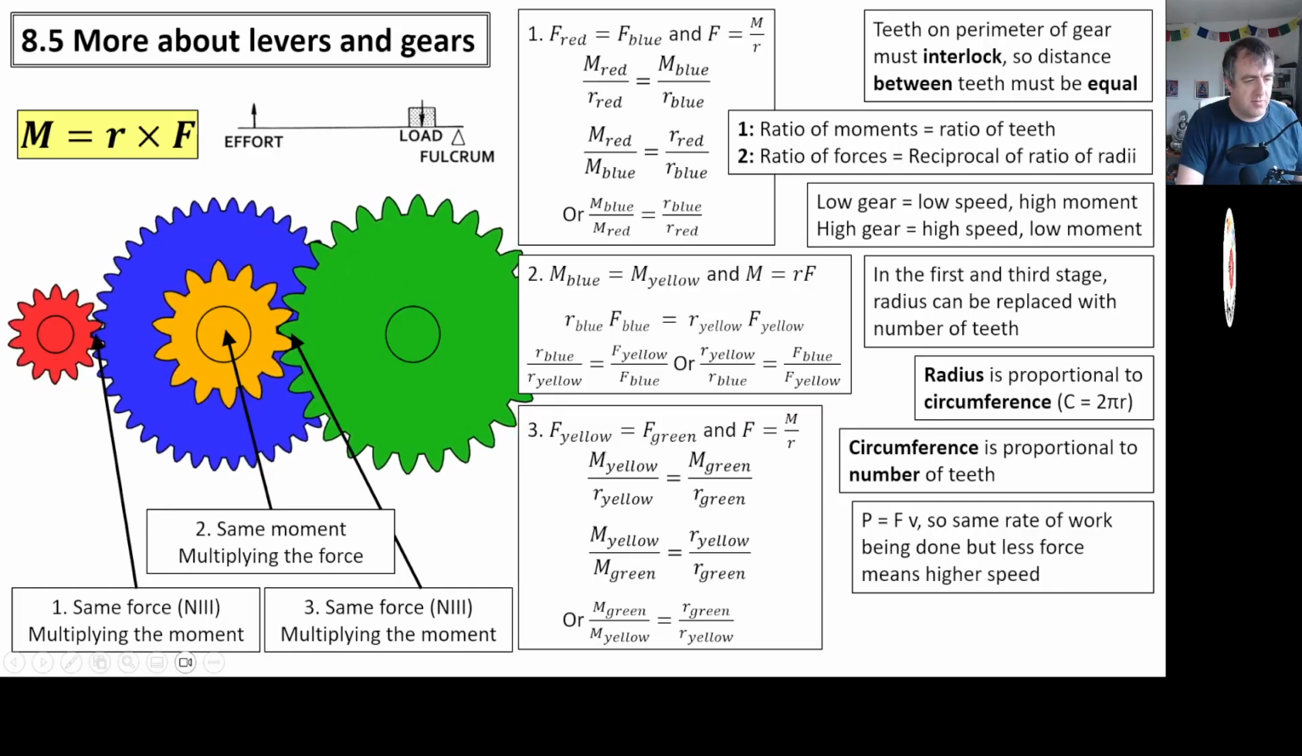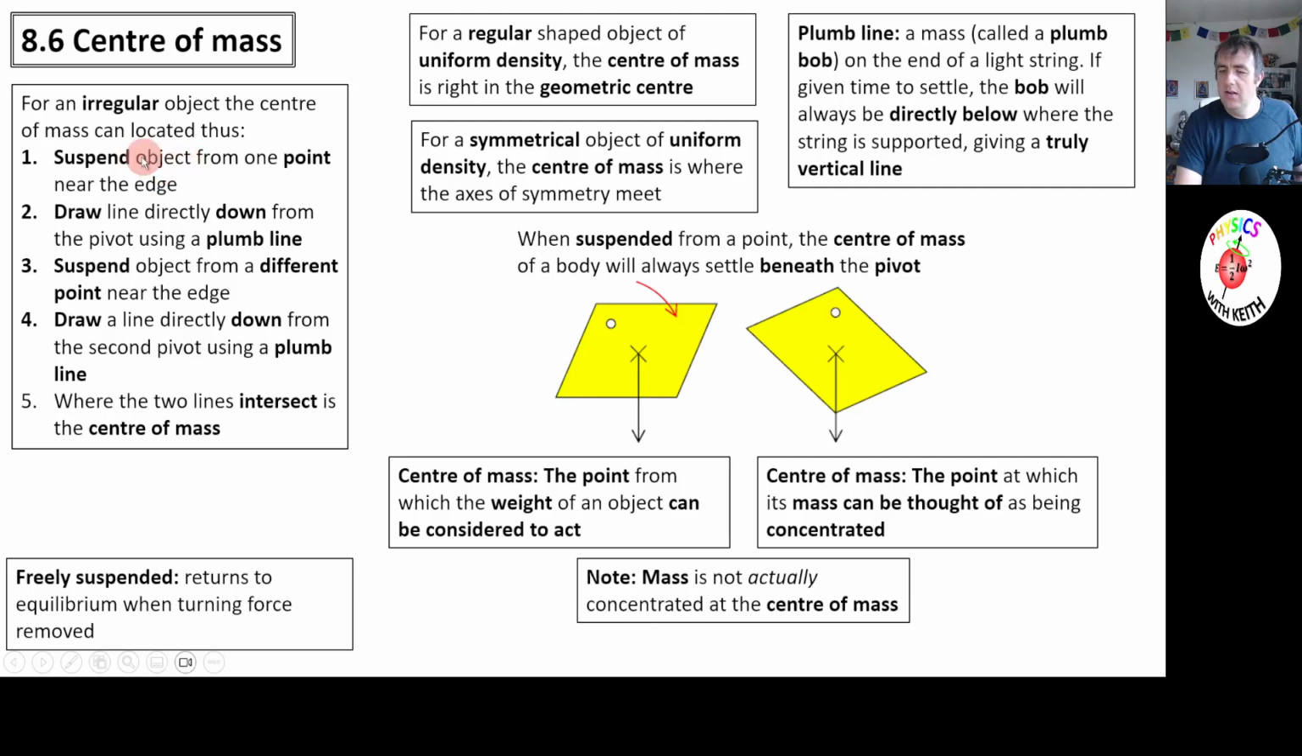Okay, let's move on to lesson 52. It gets a little bit easier for the rest of this topic. So centre of mass, sometimes it's called centre of gravity, although centre of gravity is not the same thing as centre of mass. At A level, we'll learn the difference, but at GCSE level, they're synonymous. So if you hear people talk about centre of gravity, we mean centre of mass.